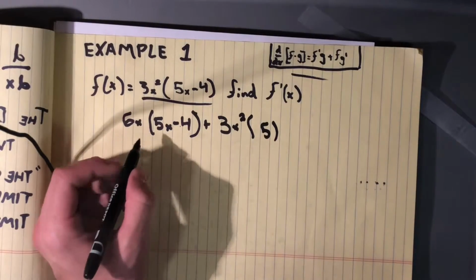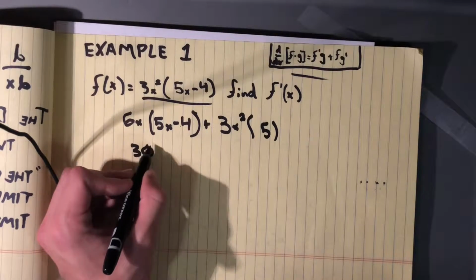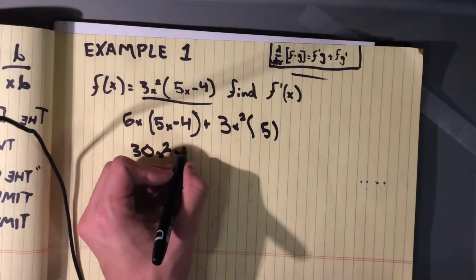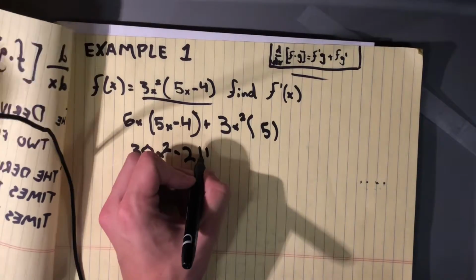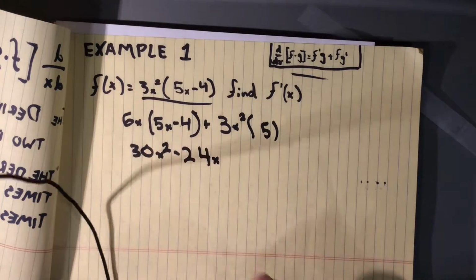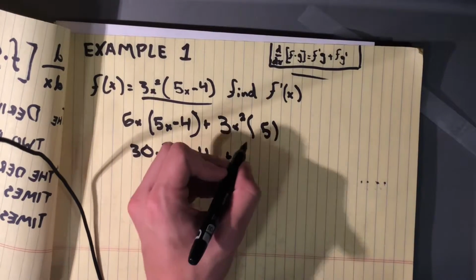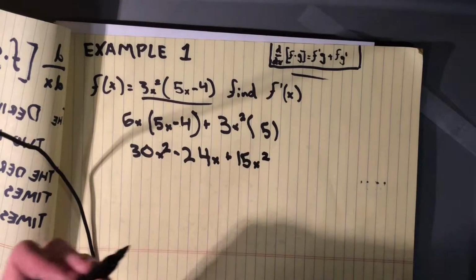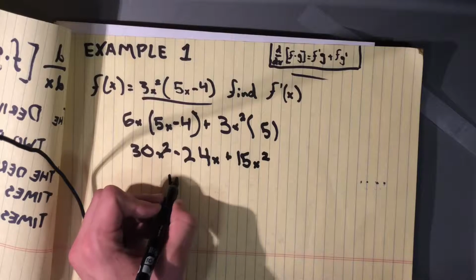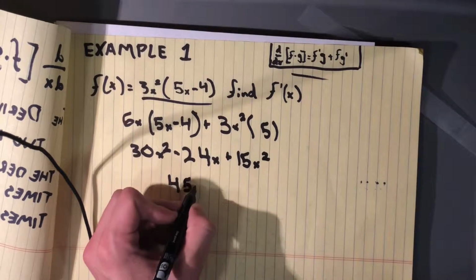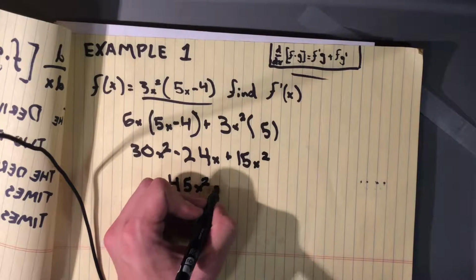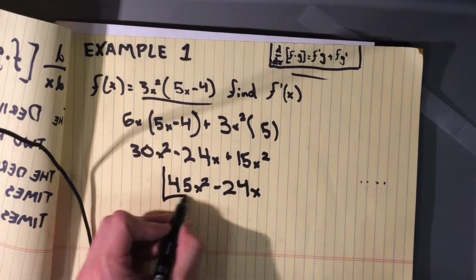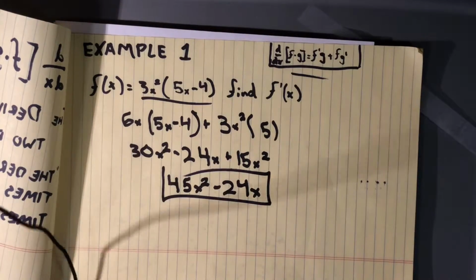So if we work this out, we get 30x squared minus 24x plus 3 times 5 is 15, so 15x squared, and we can simplify that into 45x squared minus 24x. And that's the answer to our first example.